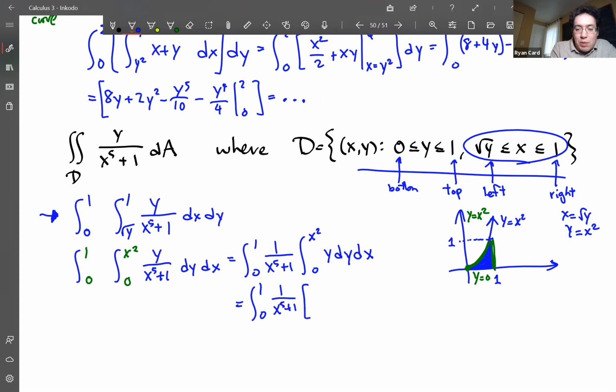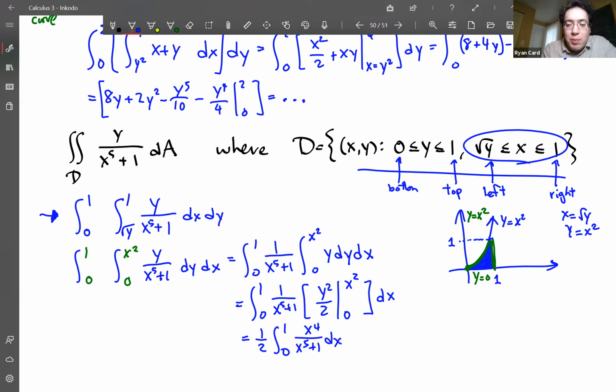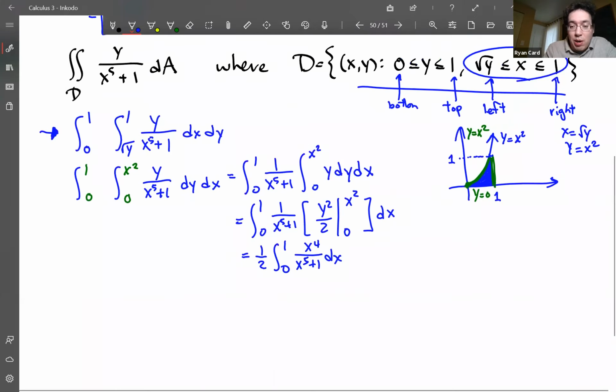So the antiderivative is y squared over 2. And y is changing from 0 to x squared. And when you plug in x squared into the y squared, you get x to the 4th. 1/2 is a constant, so I can pull it outside. Okay. And now that we've come to this part, now u substitution works, and then we can finish this problem.